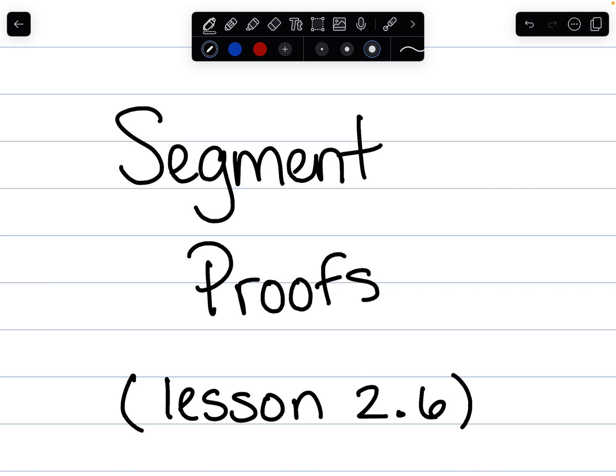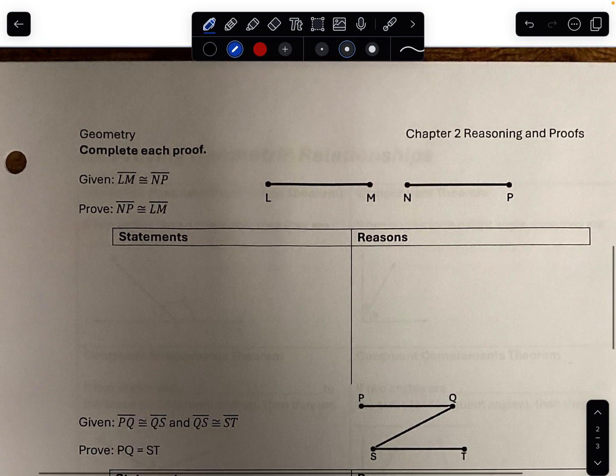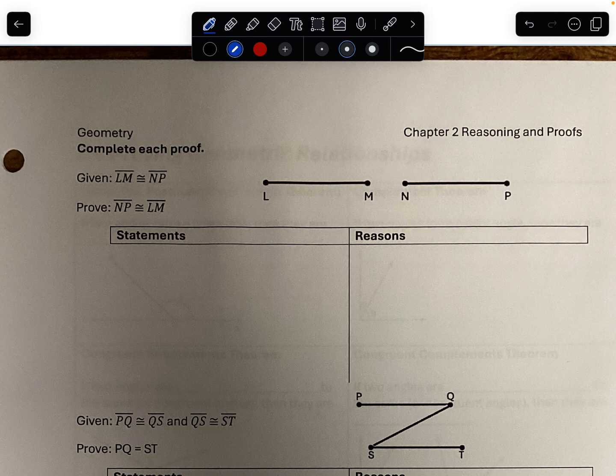Okay, today we're talking about segment proofs. So we're going to walk through a few examples together, then you'll be able to practice those. Now, last week we talked about the different postulates, theorems, definitions that we will use when we are proving segments today and then angles tomorrow, okay? So on page 3, you should be down here, looks like this, complete the proof. Everybody with me on that page?